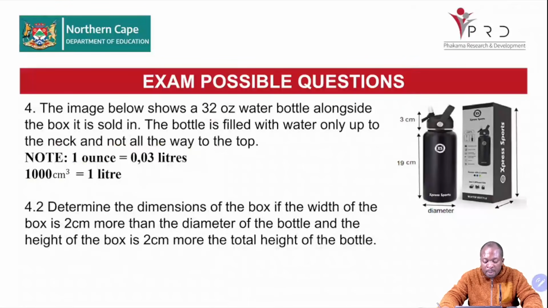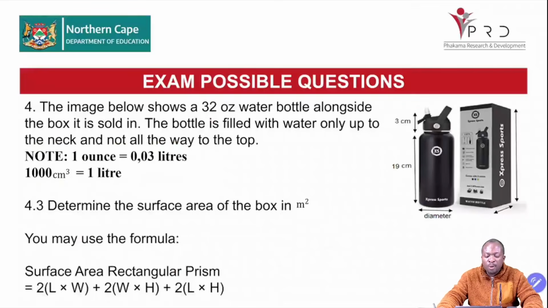4.2. Determine the dimensions of the box if the width of the box is 2 centimeters more than the diameter of the bottle. And the height, please look as you read, underline. The width is what? 2 centimeters more than the diameter. And the height is also 2 centimeters more than the total height of the bottle. So you have to be able to work it out. This is not complicated. I think you are going to get it correct.